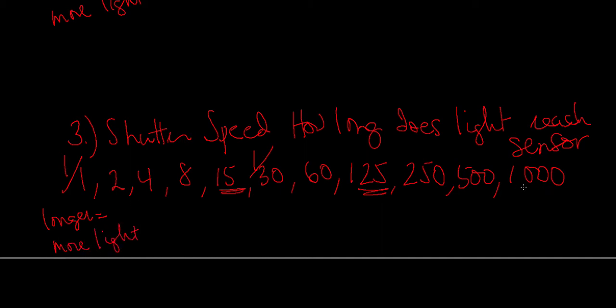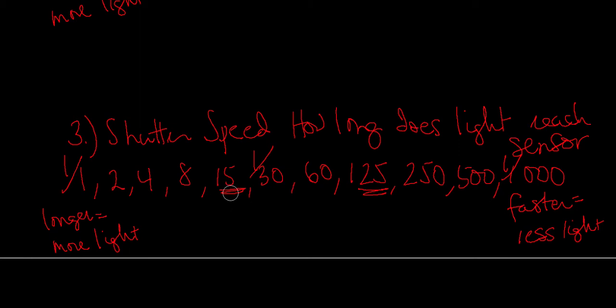And again, a higher number is going to be a faster period of time. So 1/1000th of a second is a pretty short, quick period of time. So that means then it's going to be faster, which is going to be the same as less light.